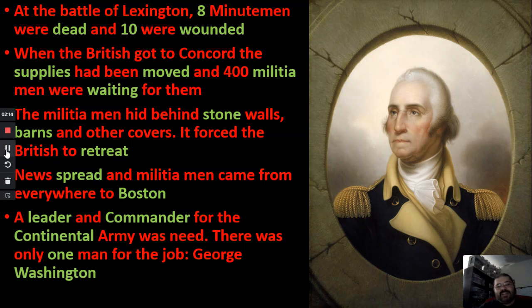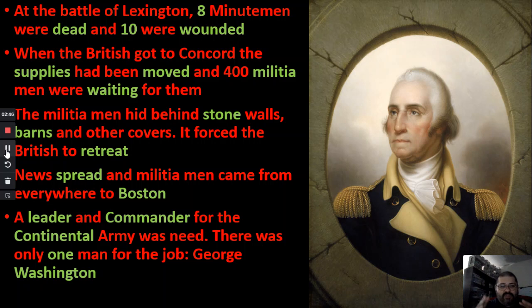All right, so the last time we left off, we talked about the Battle of Lexington, where the British military ran into the militia, and remember, somebody shot a gun. We still to this day don't know who, but we know for a fact that once that first gunshot was fired, both sides started shooting at each other. At the Battle of Lexington, 8 Minutemen were killed and 10 were wounded.